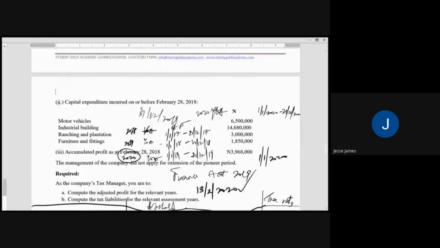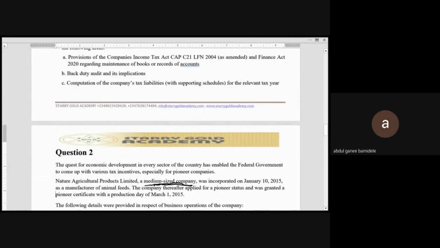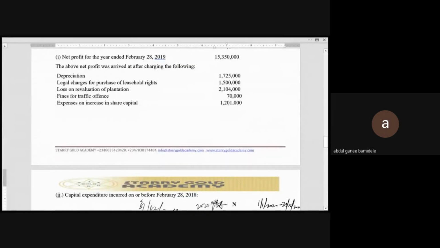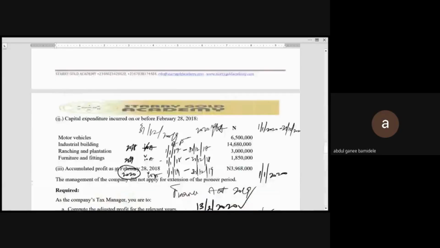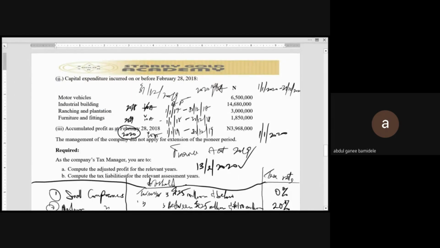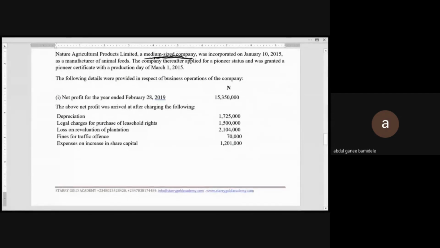if you look at it, we have just 1 year of assessment. So don't get it wrong. We have just 1 year of assessment, and the one year of assessment is 2020. Okay, the 1 year of assessment that we have. I mean, for the purpose of answering question A, we have 1 year of assessment because this question is giving the net profit for the year ended February 2019, and the year of assessment for a year ending 2019 will be 2020.